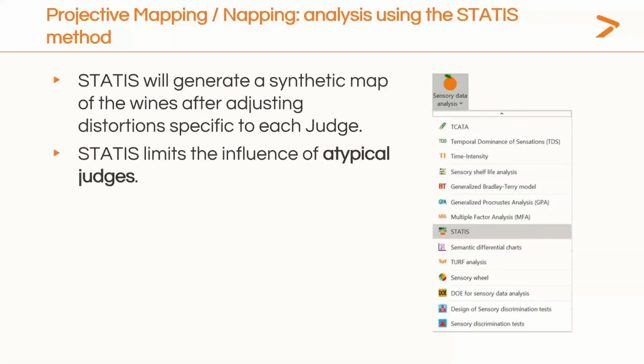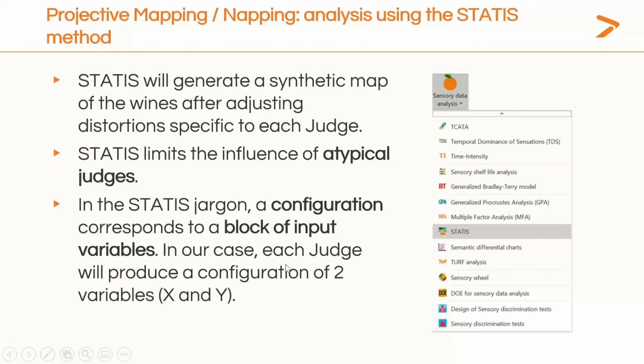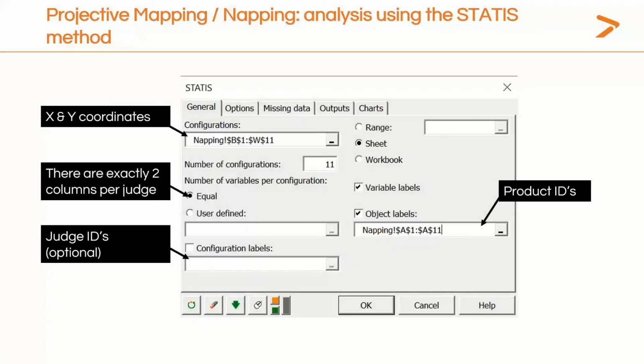And one of the benefits of STATIS is that it limits the influence of atypical judges. You have other methods such as GPA, which is available in XLSTAT also, which can also be used for this kind of data, but does not really limit the influence of atypical judges. STATIS is good for this. In the STATIS jargon, the configuration corresponds to a block of input variables. In our case, each judge will produce a configuration of 2 variables. So each judge will be a configuration of X and Y coordinates.